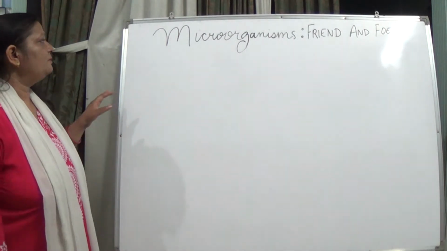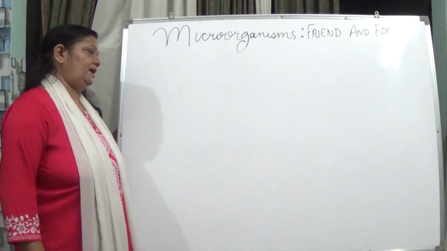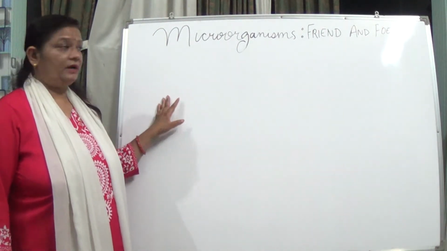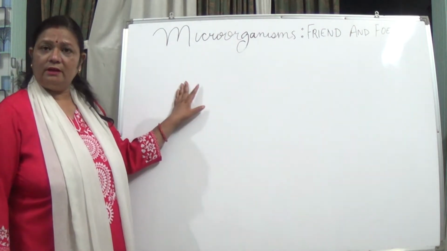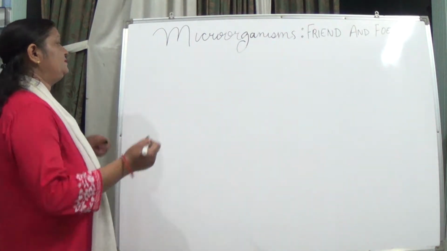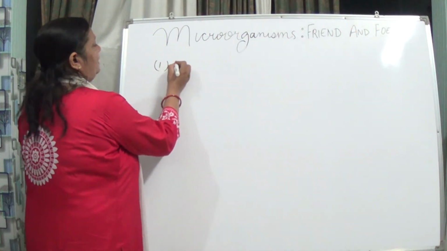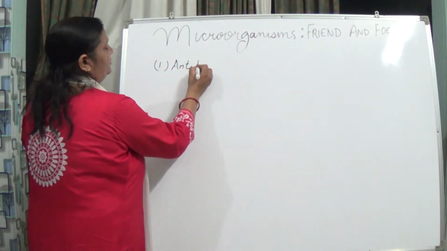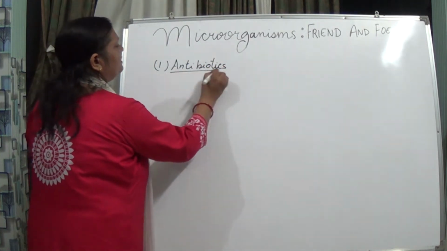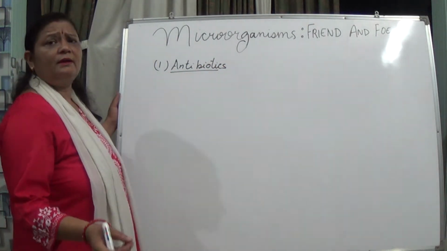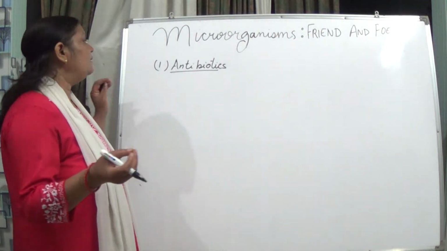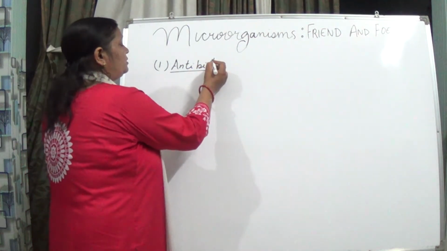Now let us see some of the medicinal uses of the microorganisms. So what are the medicinal uses of these microorganisms? Sometimes when you are ill, you go to the doctor, and they prescribe you antibiotics, isn't it? So antibiotics is the first one. They prescribe you antibiotics like tetracycline, streptomycin, ofloxacin, erythromycin. These are all different names of antibiotics, so the doctor prescribes you that.